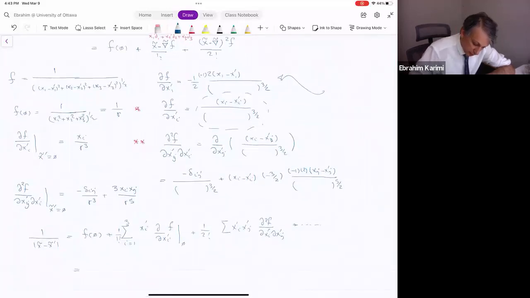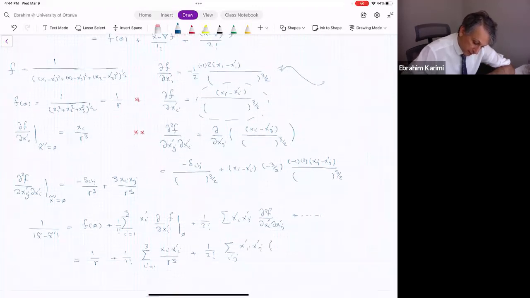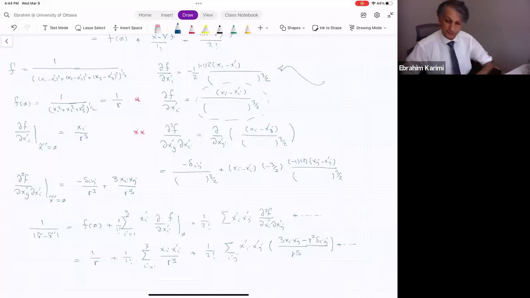Then now let's substitute it. The first term will be 1 divided by r. The second term will be 1 divided by 1 factorial, it will be the summation of i from 1 to 3, x i x prime i, divided by r to the power of 3, plus 1 divided by 2 factorial summation of i j, x prime i x prime j, then what I have also is r to the power of 5, 3 x i x j minus r squared delta ij, plus the other terms. Good.